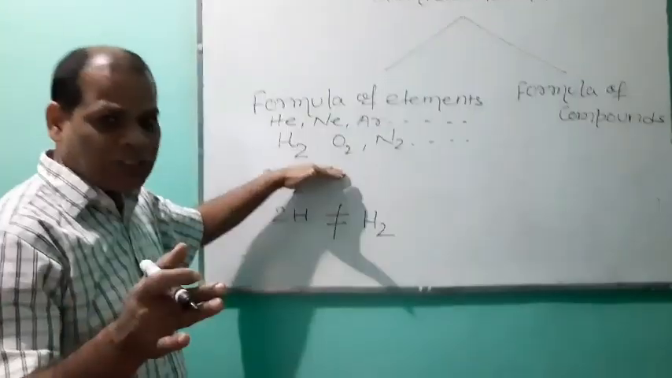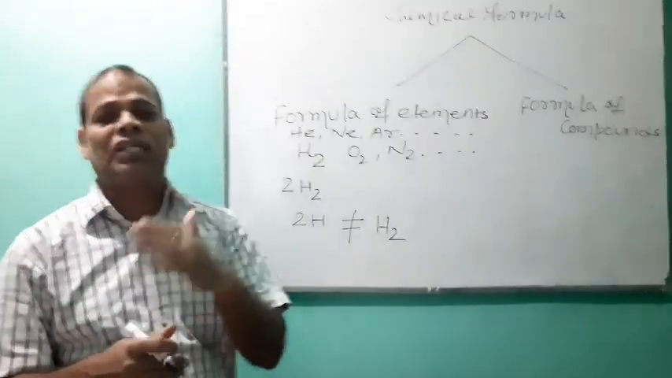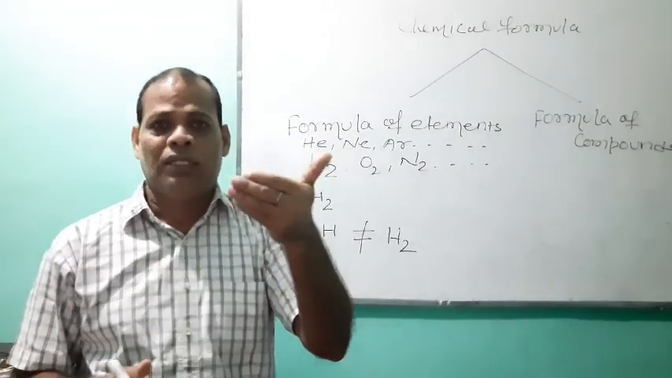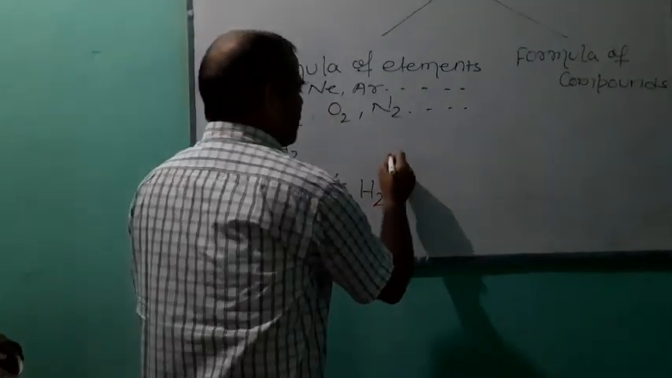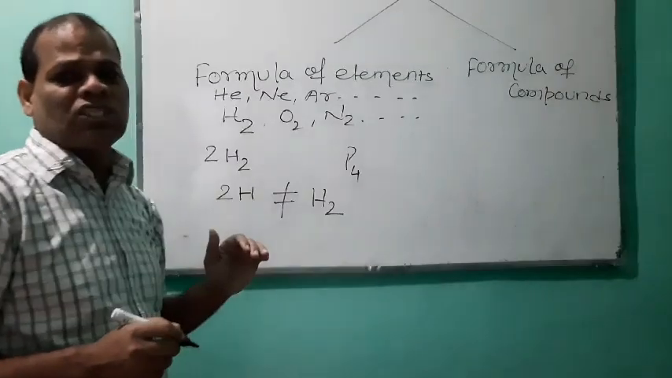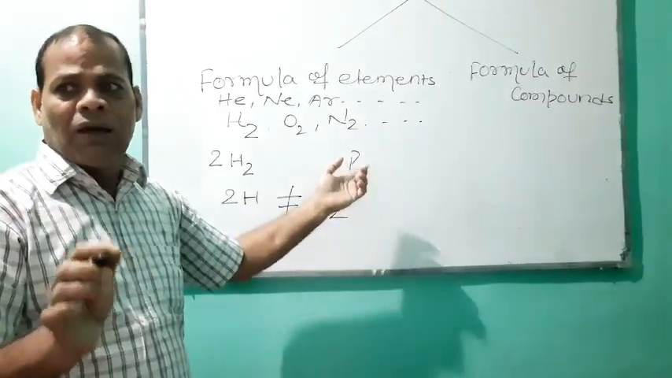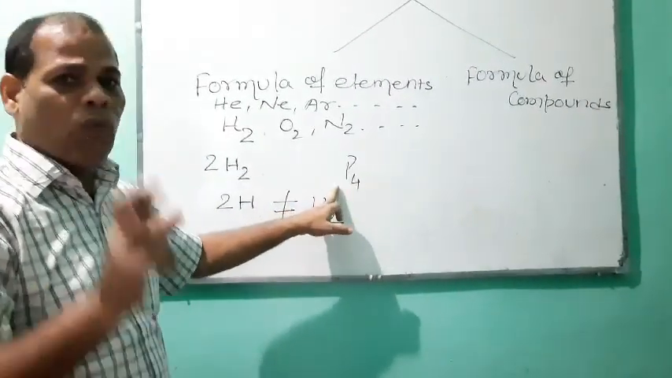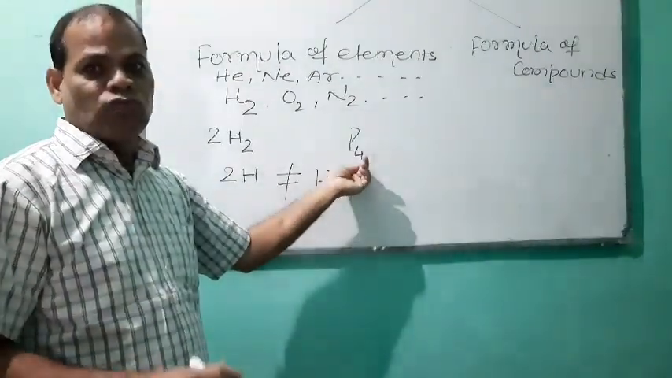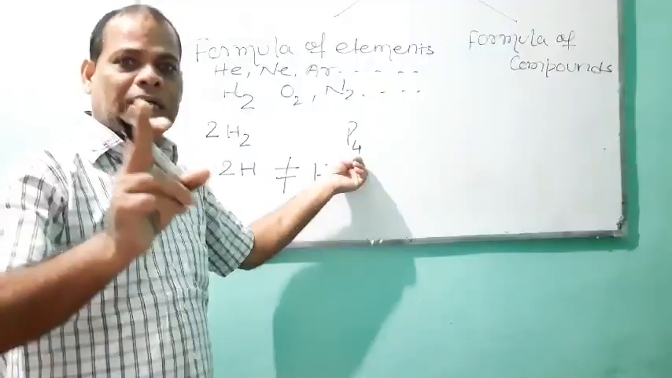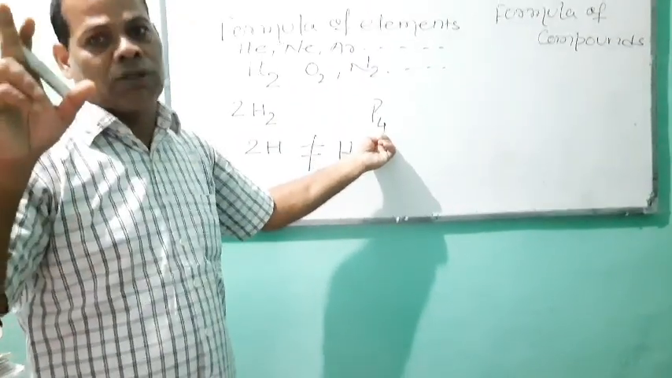But hydrogen, oxygen, nitrogen, chlorine exist as diatomic molecules. Their atomicity is 2. Apart from this, there are many molecules whose atomicity is more than 2, like phosphorus. One molecule of phosphorus contains 4 atoms. So its formula of element is P4.